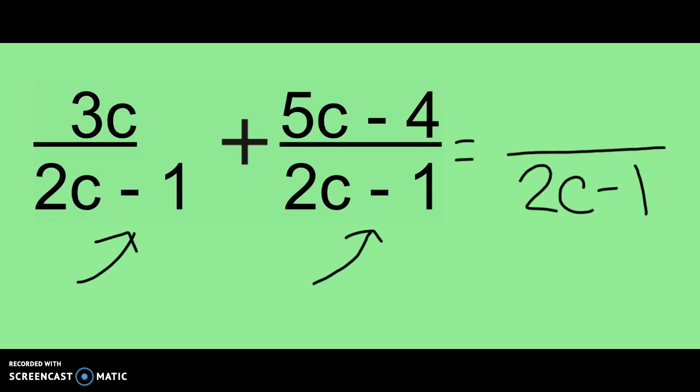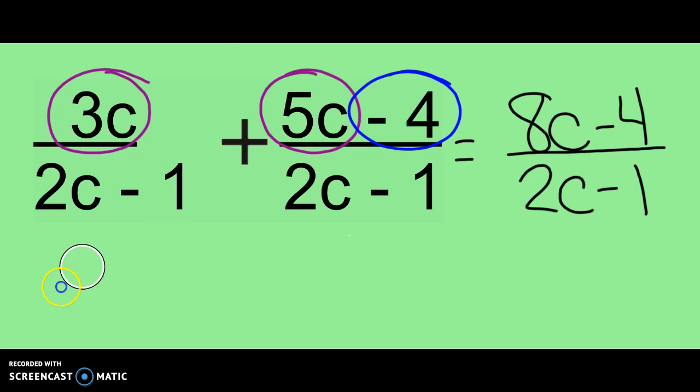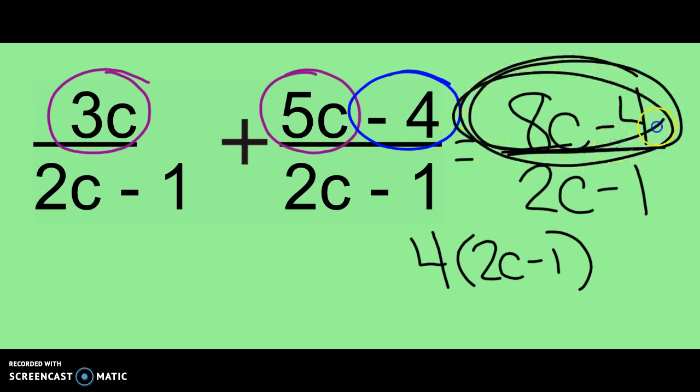We don't add the denominators together. We just combine like terms in the numerator. So 3c and 5c make 8c. And then we have a negative 4, so we're going to do minus 4. The next step said simplify and cancel out, and it may involve factoring, and that's true. So let's factor out our 8c minus 4. It looks like a 4 goes into both of those. So 4 times 2c minus 1, that's what this is. 8c minus 4 is just 4 times 2c minus 1.